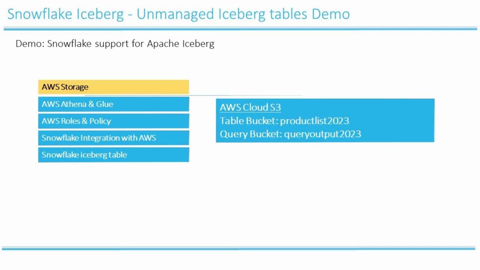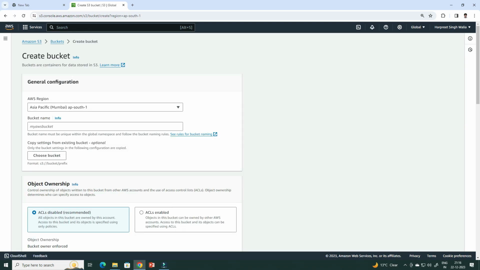Let's start with creating storage. We will create two storage buckets, one for the table called Product List 2023 and the other called Query Output 2023 for query, which will be used internally by Athena. Create a bucket. Give it the name Product List 2023.